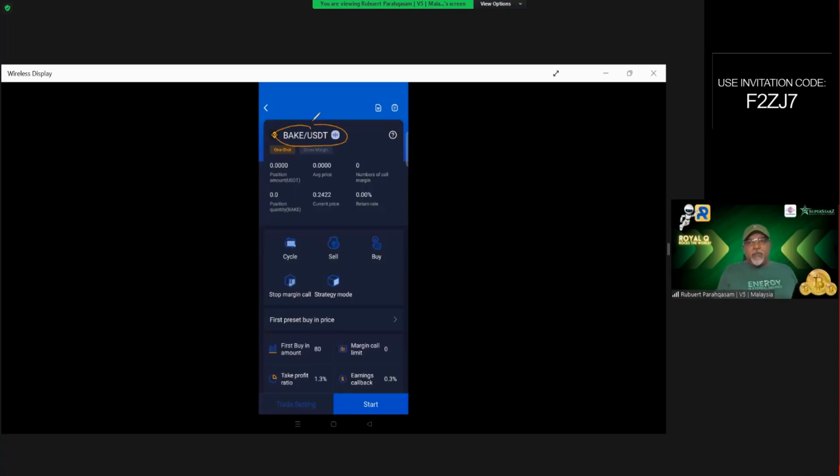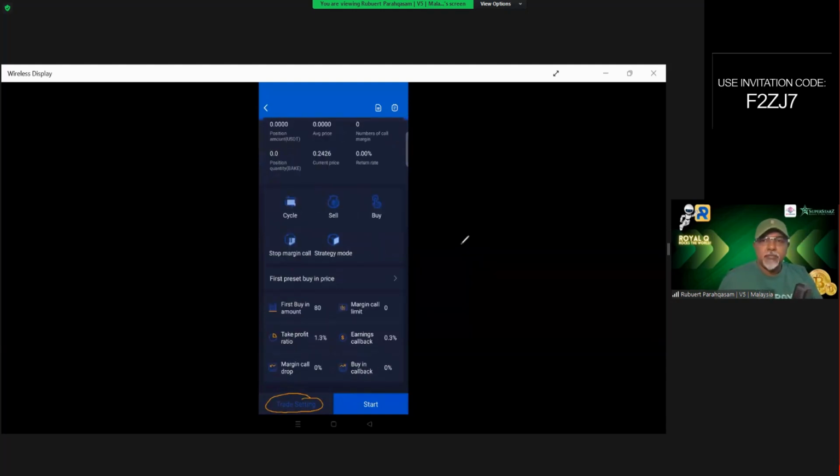We're going to learn trade settings. We're not going to trade this coin. I'm just going to go through and understand all these various settings so you know what to do. What we are doing here is giving instructions to the robot. Let's go to trade settings first. Trade settings is at the bottom. Let me tap on trade settings. We're here.